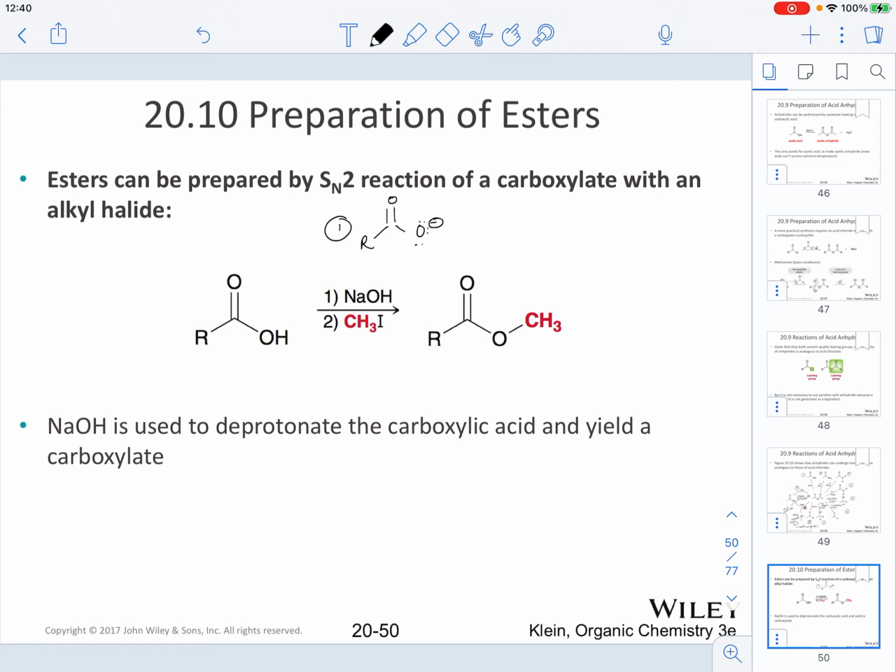Now, understand that NaOH is used to deprotonate the carboxylic acid. And again, that's how we produce the carboxylate that I drew on item number 1.